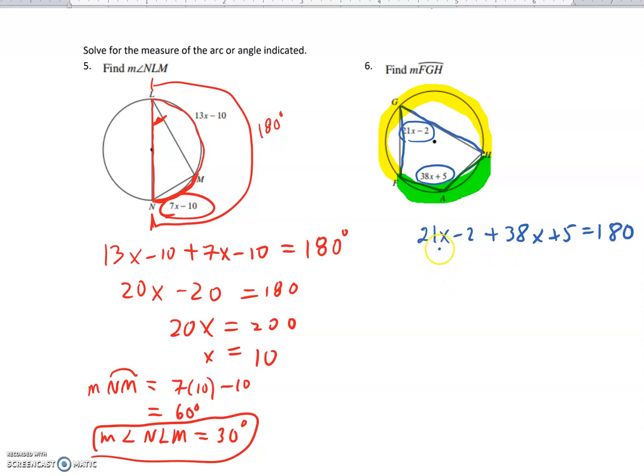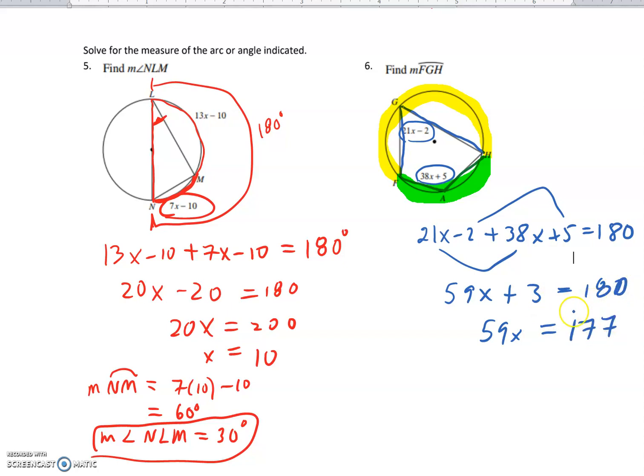Now doing some algebra, that's going to be 59x plus 3 equals 180. So 59x is going to equal, take 3 away, we get 177. Then dividing by 59. Yes, I have to use my calculator here. 177 divided by 59. 3. I guess I could have thought that out, but there we go. You get 3. That's not the answer, though.